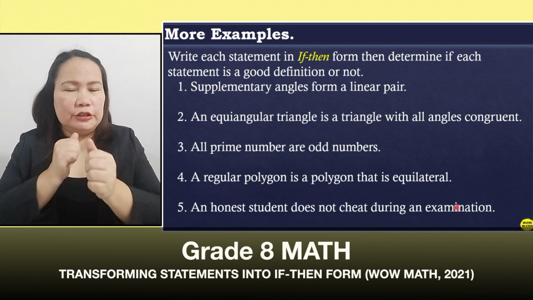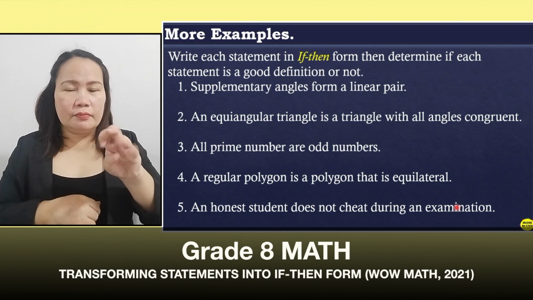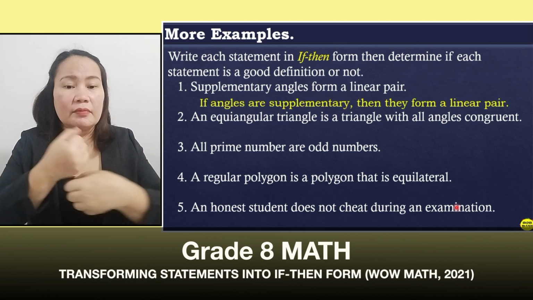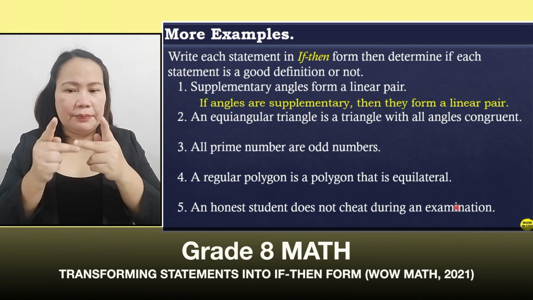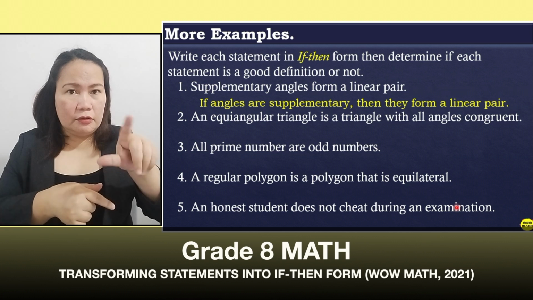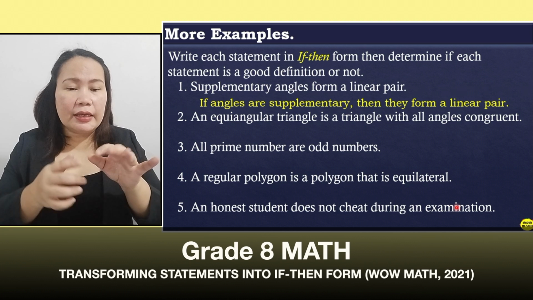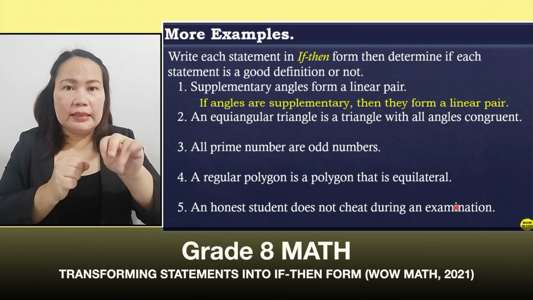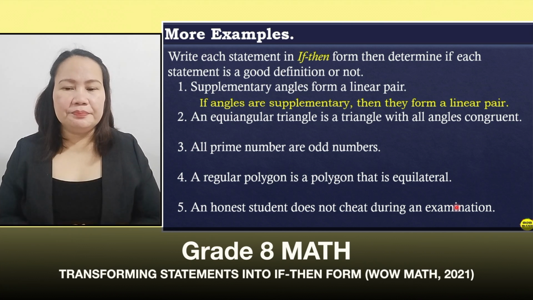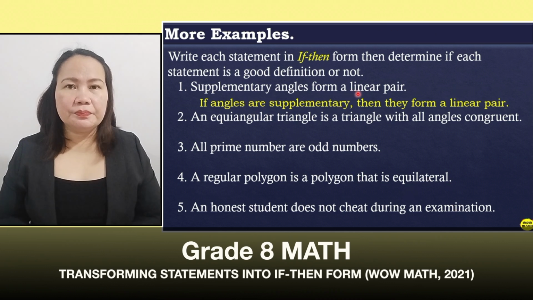Okay? So, number 1, supplementary angles form a linear pair. So, ayusin natin into if-then form. If the angles are supplementary, then they form a linear pair. So, gawin muna natin siyang lahat na if-then. Mamaya natin i-identify kung a good definition or not. Okay. So, if the angles are supplementary, then they form a linear pair.